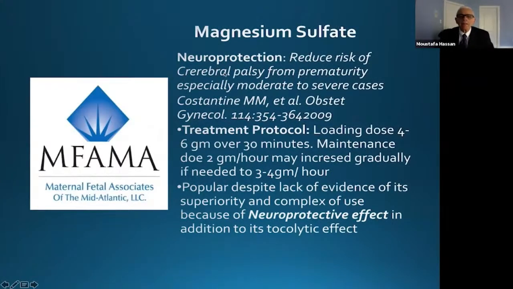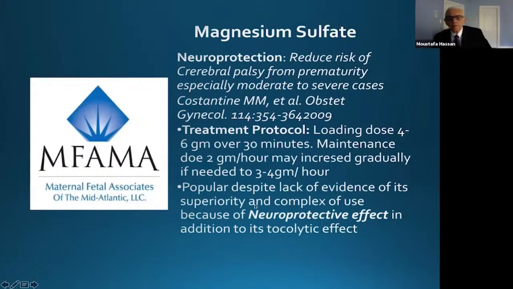Okay, magnesium sulfate, that's probably the most common one, especially now that we are talking about using it mostly for neuroprotection. What does it mean? That means that we give it to somebody who's in preterm labor to reduce the risk of cerebral palsy from prematurity, especially in moderate to severe cases. So, treatment protocol, we use a loading dose of 4 to 6 grams over 30 minutes, being very careful not to give it too fast. Maintenance dose is 2 grams per hour, which may be increased gradually if needed to 3 to 4 grams per hour.